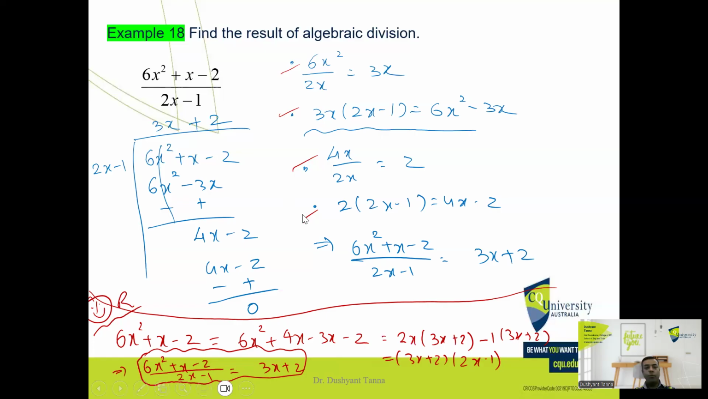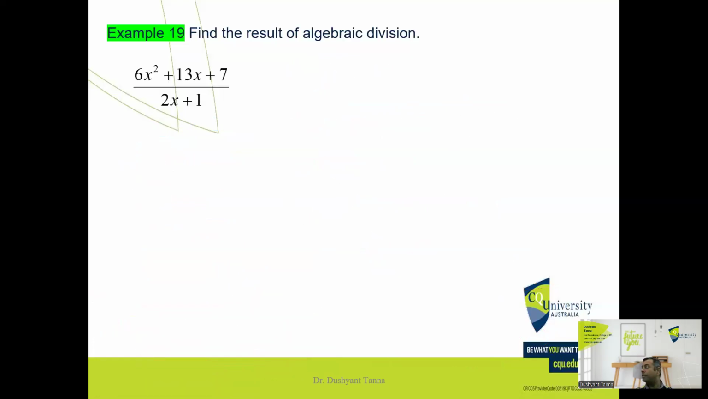Right, let's keep going. Only a few more slides. Find the result of this algebraic division. Give it a go.